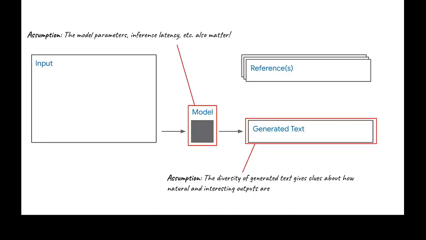On the other hand, we can also look at the generated text and look at what happens across an entire test set, whether the outputs are actually diverse. And the diversity of generated text then gives us clues about how natural and interesting the outputs are, since I don't really care about interacting with the same formulaic, templatic language multiple times.